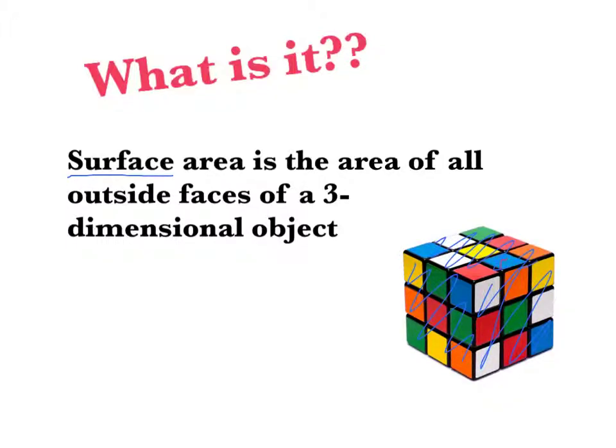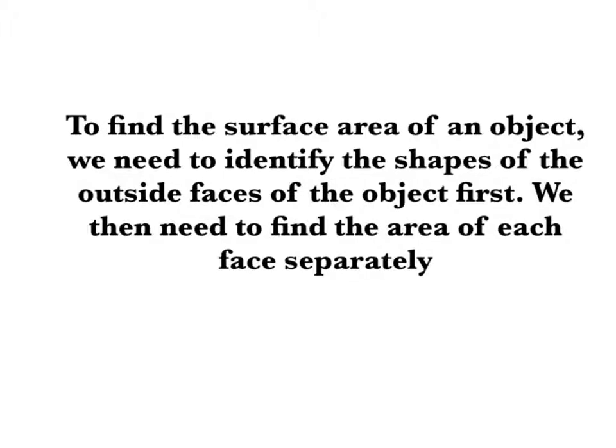Now what this is going to require you to do is not learn any new formulas, but rather apply the formulas that you know to a problem that you don't know. So, let's have a look at what I mean. To find the surface area of an object, we need to identify the shapes of the outside faces of the object first. Now that Rubik's Cube was pretty simple. It was a cube, so all the outside faces are squares.